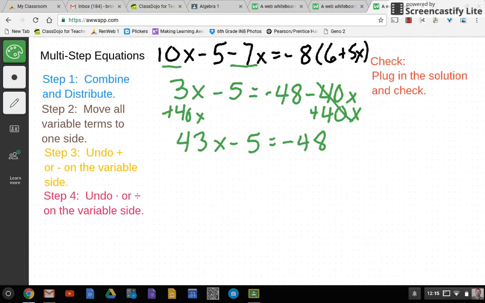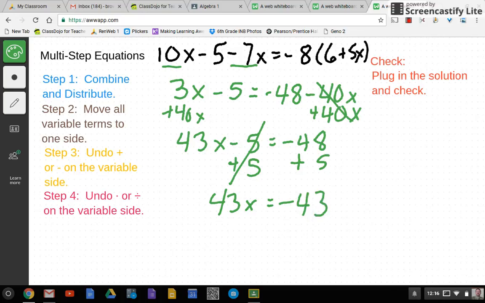Okay, so now it says step number 3 is undo the addition or subtraction on the variable side. So I undo my subtraction here by adding 5 on either side, on both sides. So that will cancel, leaving me with 43x. And this negative plus a positive, I'm actually subtracting, and I keep the sign of the bigger number, which is a negative sign, because 48 is bigger than 5. And I would get a negative 43.